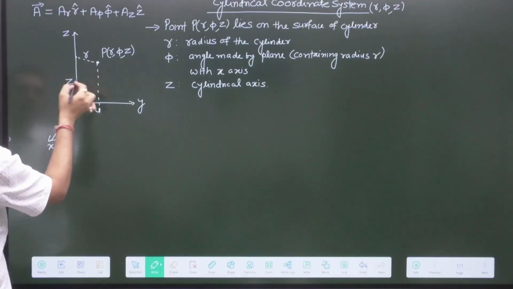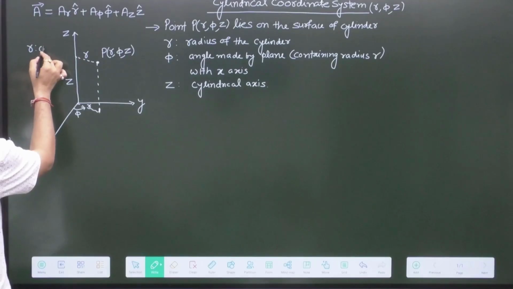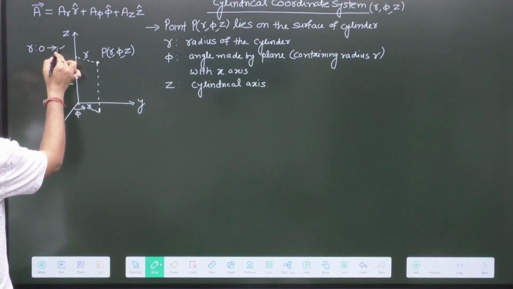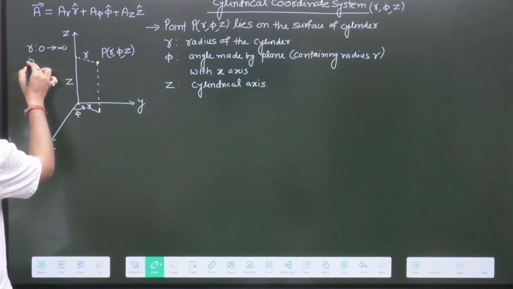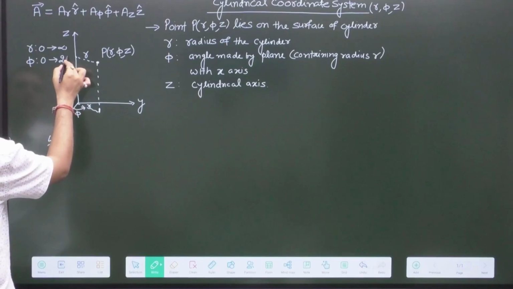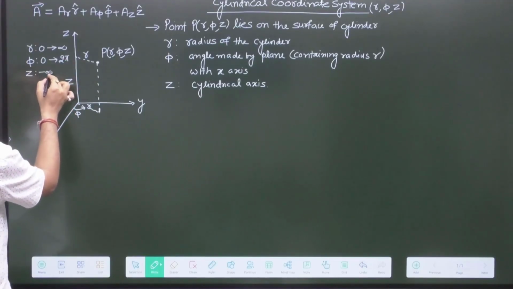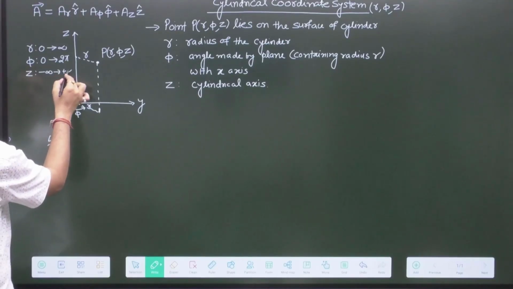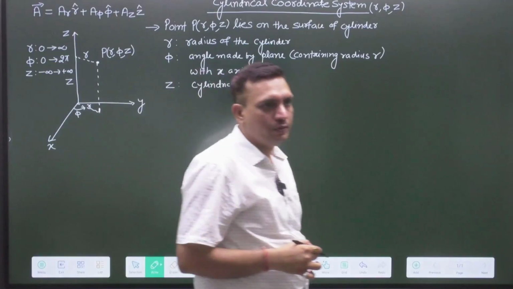Now if you see the limits of r phi z, r can vary from 0 to infinity. You can take any radius. Phi will vary from 0 to 2 pi, and z will vary from minus infinity to plus infinity.